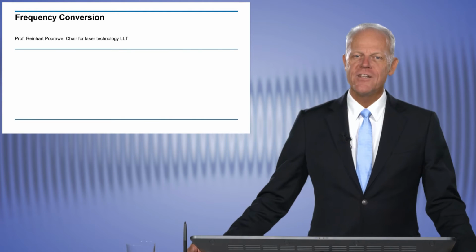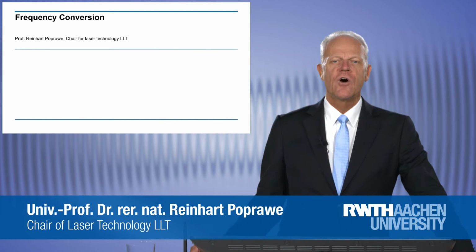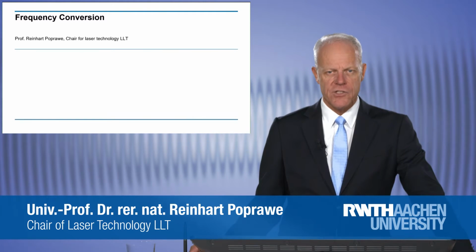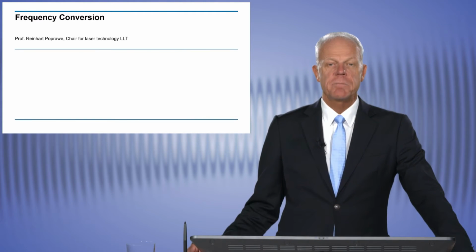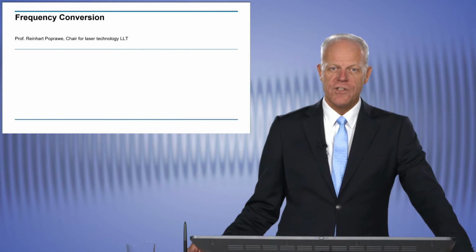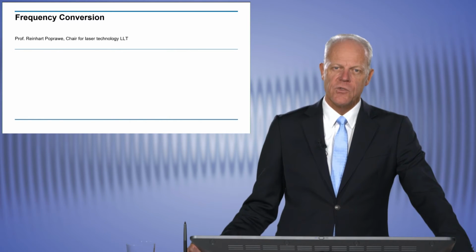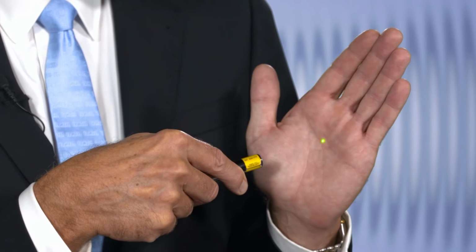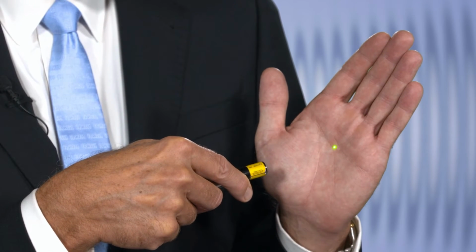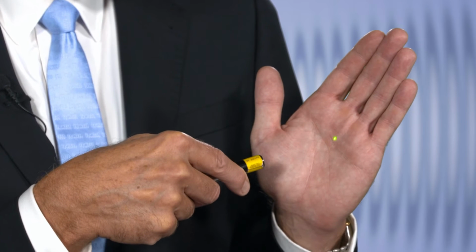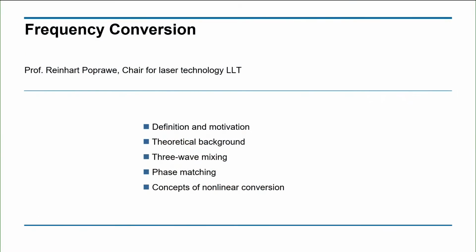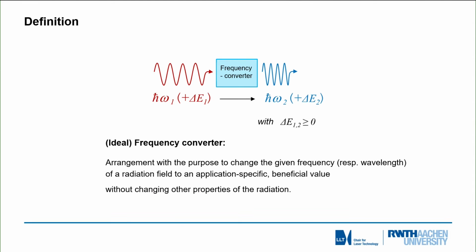Ladies and gentlemen, in this video we will focus on one of the main three pillars of tailored light, the spectral quality, which is the color of the light. So in physics terms, the frequency, the wavelengths. How do we generate different wavelengths in a laser? The content is definition and motivation, theoretical background, three-wave mixing, phase matching, and in the end, concepts of nonlinear conversion.